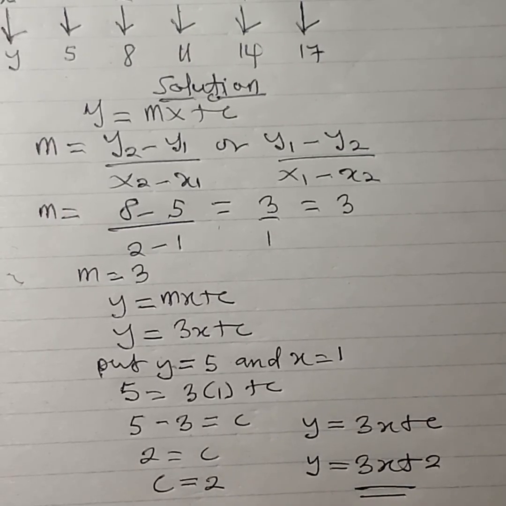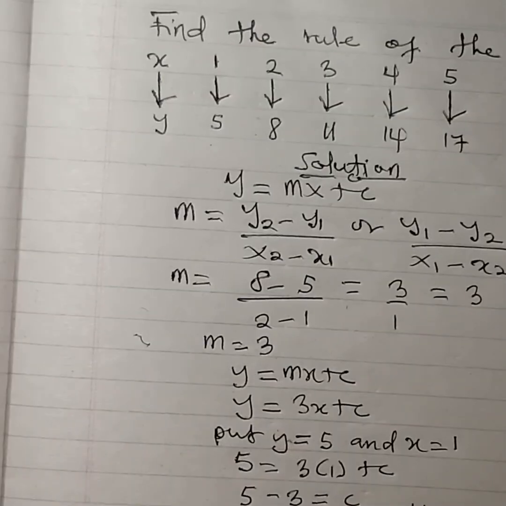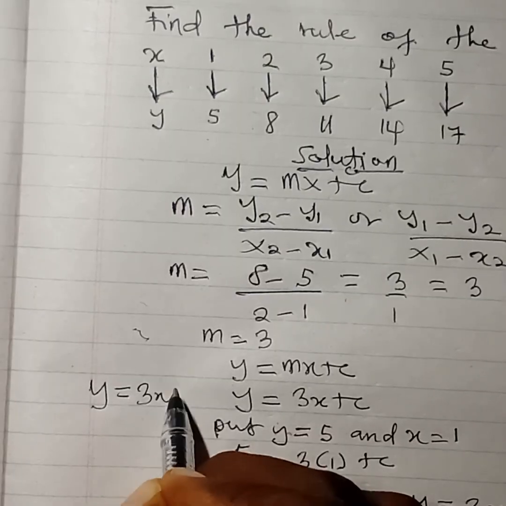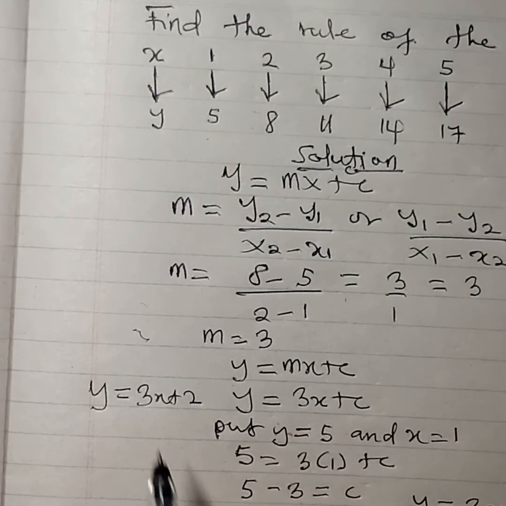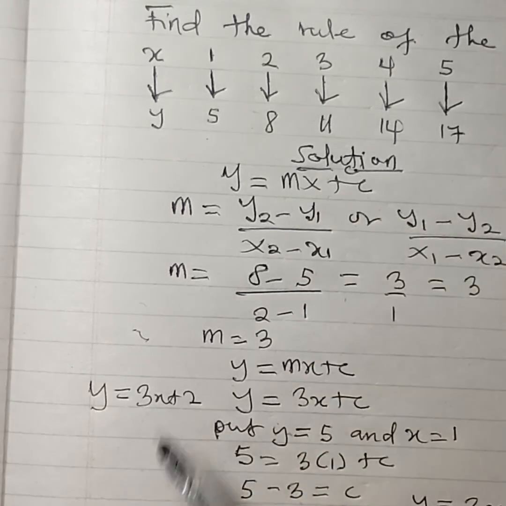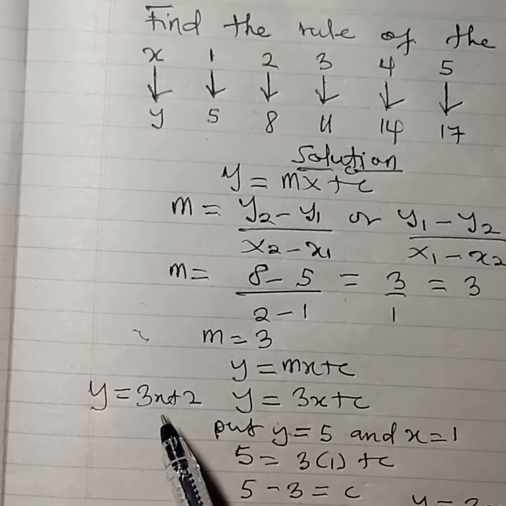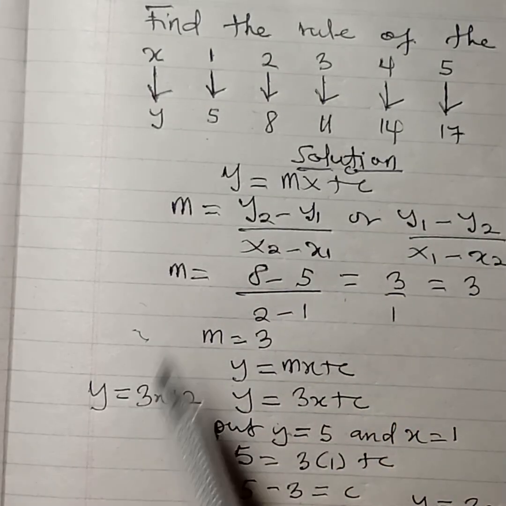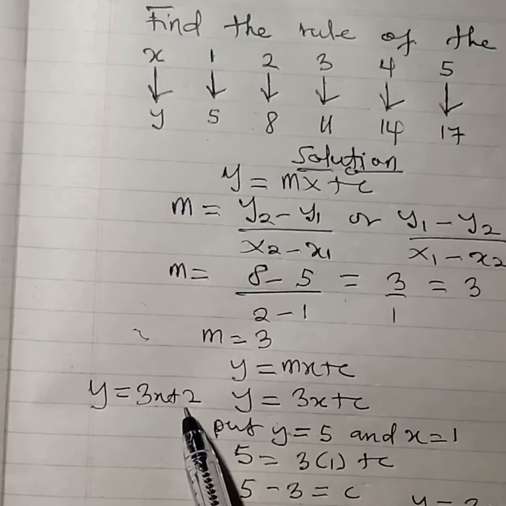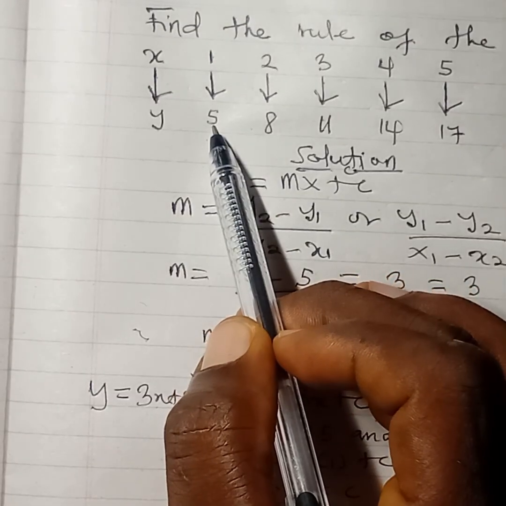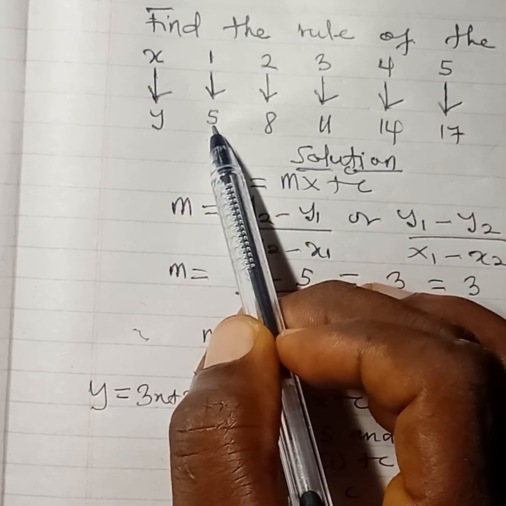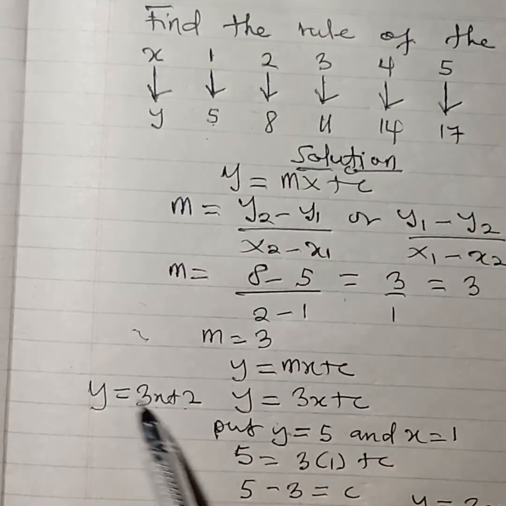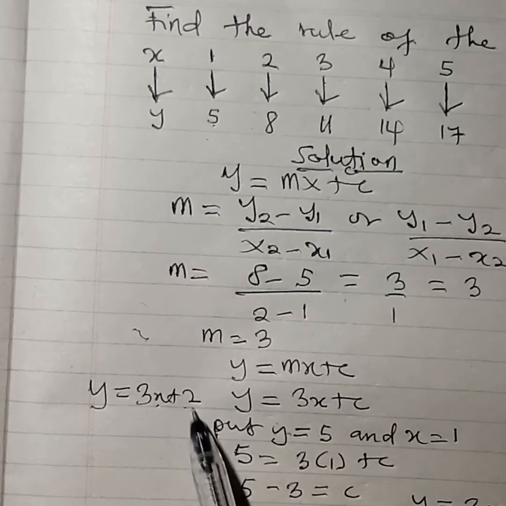To check that your answer is correct, now we have the rule for the mapping to be y is equal to 3x plus 2. Put x values into this formula to see whether we get the y values here. So when x is equal to 1, it will be 3 times 1 is 3, plus 2, which is 5. When x is equal to 2, 3 times 2 is 6, 6 plus 2 is 8.